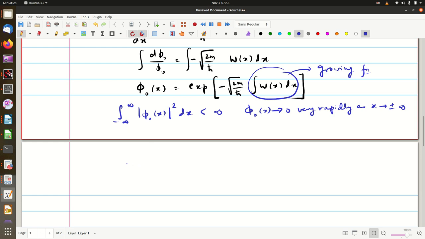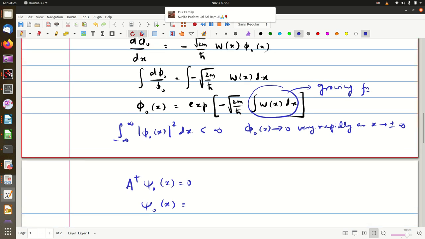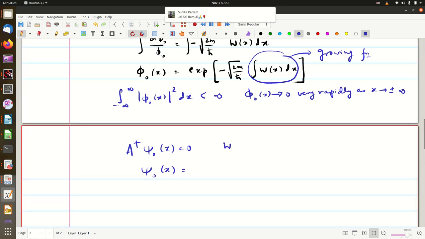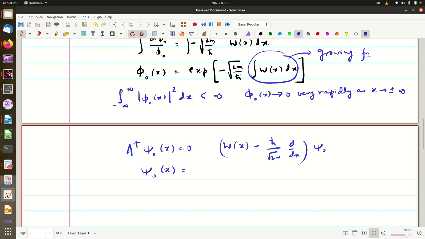So now if you were to start with A dagger acting on psi naught of x equal to 0, where A dagger is basically W of x minus h cross upon root 2m d by dx acting on psi naught equal to 0. So you see, when you take it to the other side, you get a plus sign. Therefore psi naught of x will come out to be exponential of plus root 2m by h cross integral W of x dx.